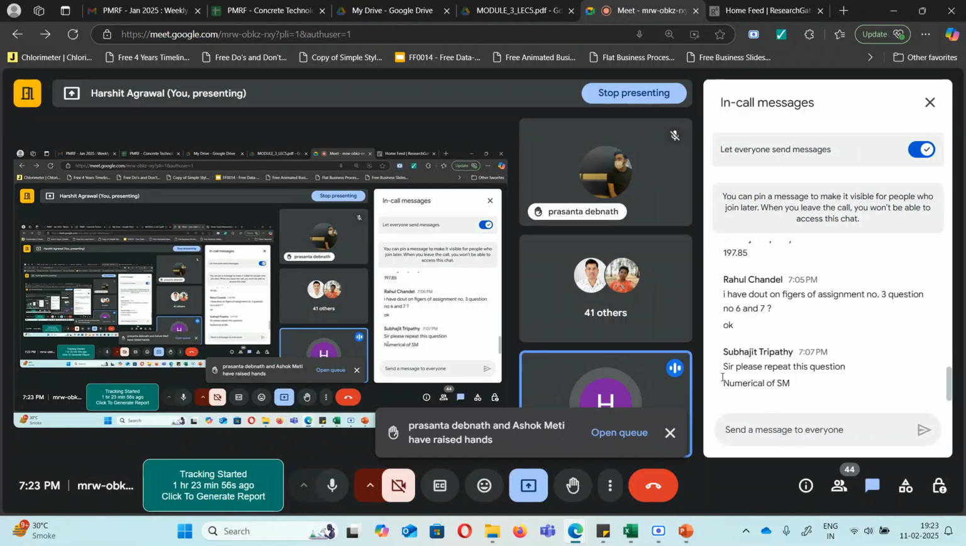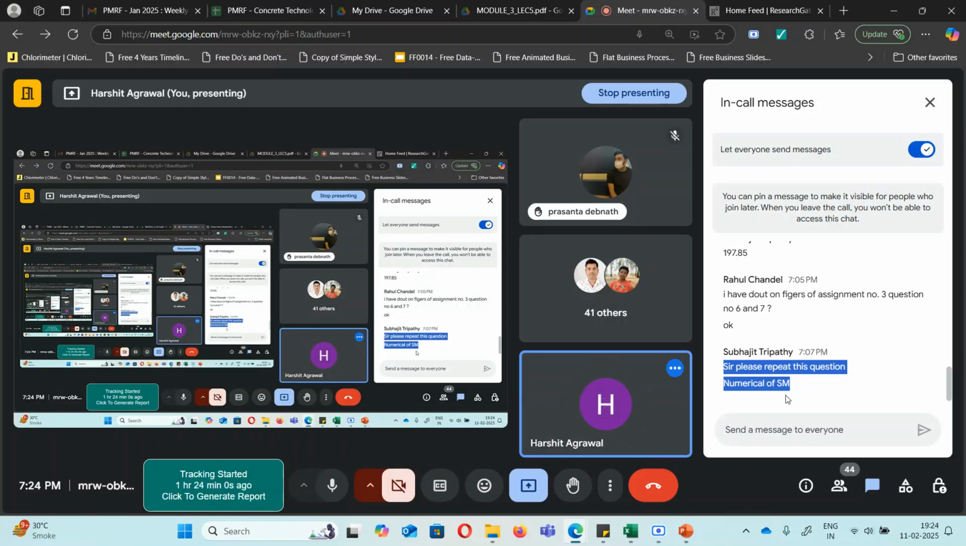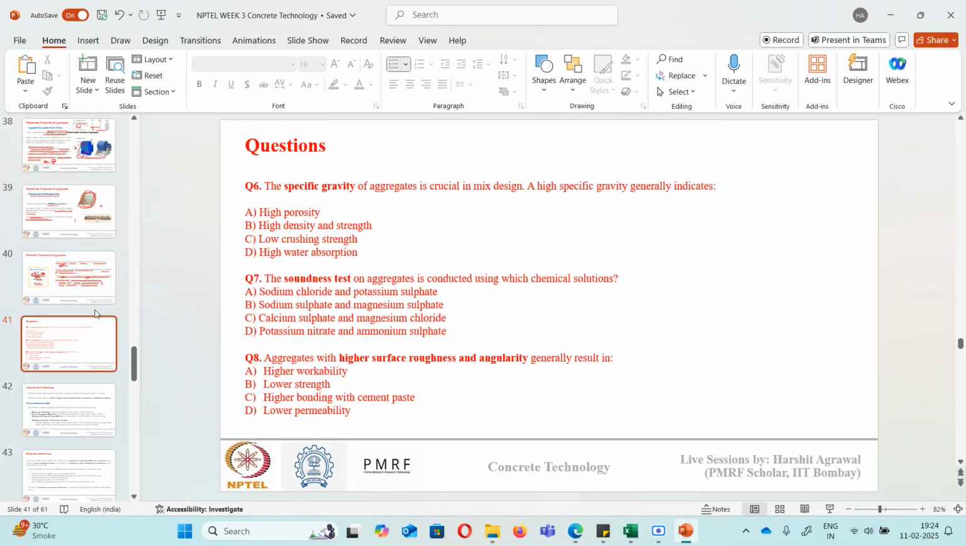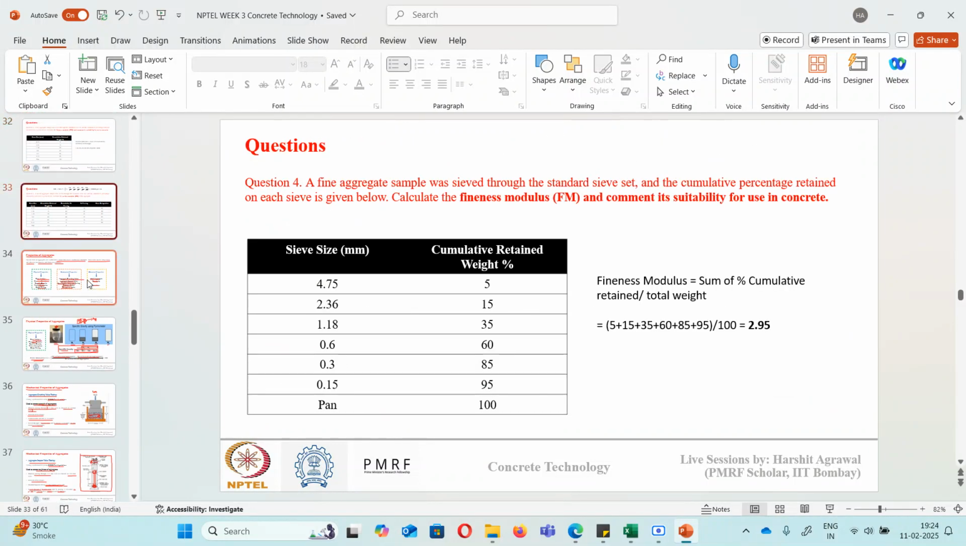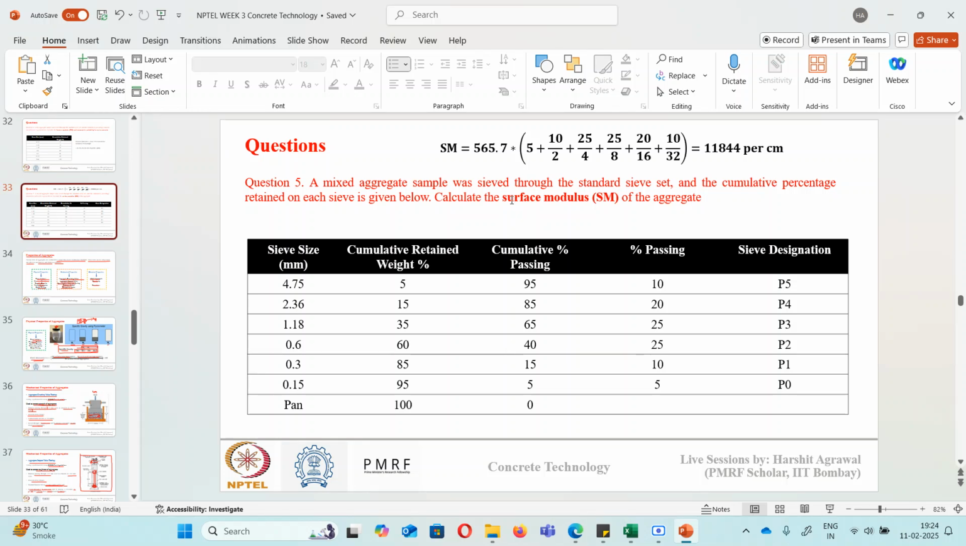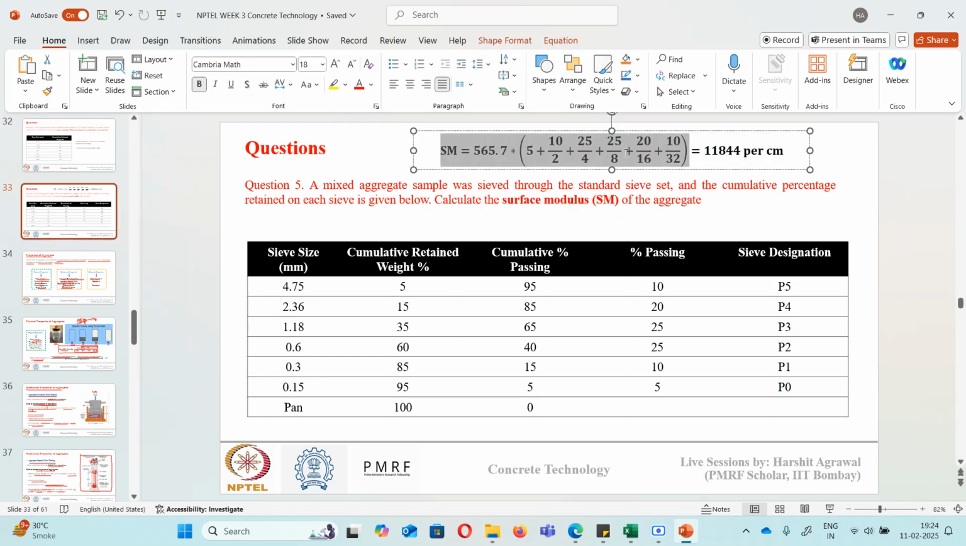Numerical on surface modulus. Okay, I will repeat at the end, because we have moved ahead. Or let's see right now only. So here, just remember what is surface modulus. This is the formula for surface modulus: 576.7 times P naught plus P1 by 2 plus P2 by 4.